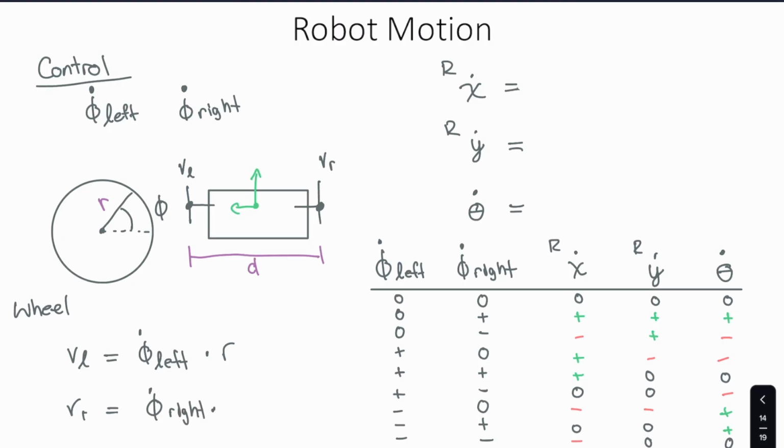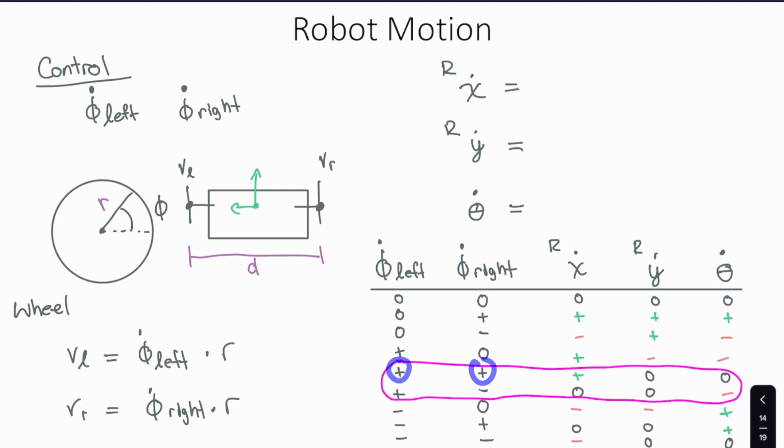And similarly for the right wheel. Two useful cases to look at here are the case where both are positive and the case where they're opposite. So let me focus in on those two rows. If both values are positive, we have positive translation. If one is positive and one is negative, we have zero translation.